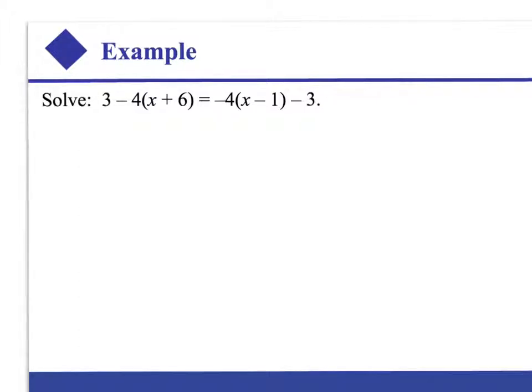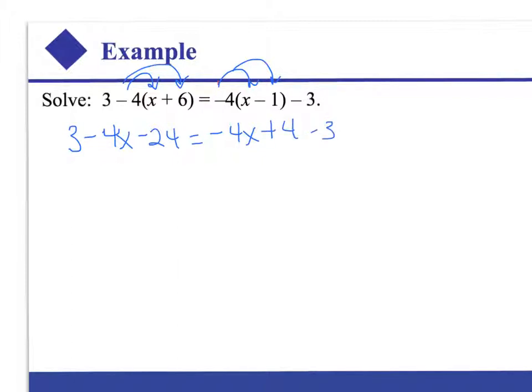So let's look at the next one. We're going to do distributive property. Whoops, let me start on the other side. Let's do right procedures here. Again, I have negative 4x times those two in the parentheses, so negative 4 times x gives me negative 4x. I think I said it wrong. And then negative 4 times 6 gives me negative 24. Then we're going to distribute here and here. So we get negative 4x plus 4 minus 3.